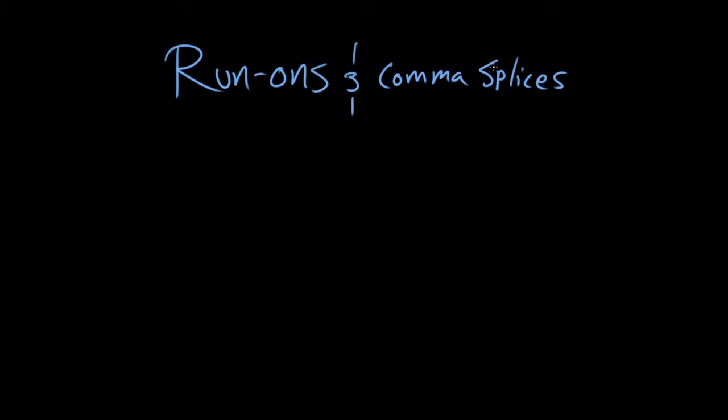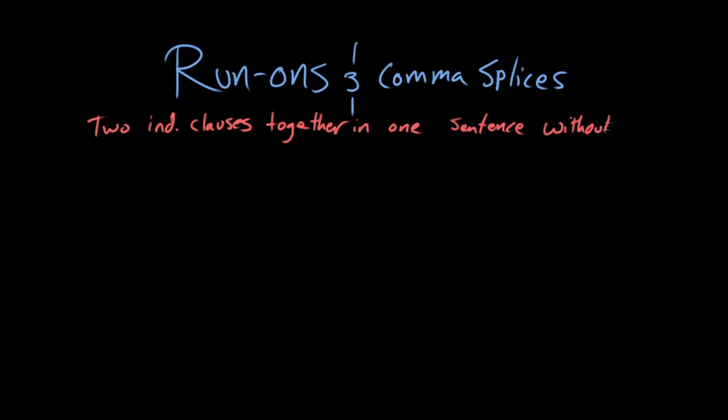Good. Today we are going to talk about run-ons and comma splices. So a run-on sentence is what happens when two independent clauses are put together in one sentence without any punctuation or coordinating conjunctions like and, but, and or. So, Rosie, what is a good example of a run-on sentence?